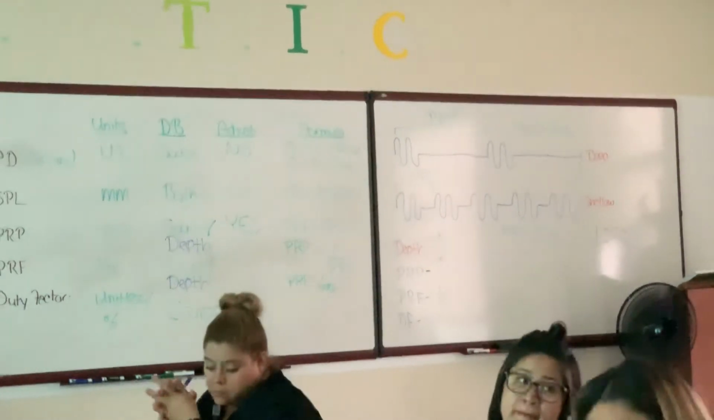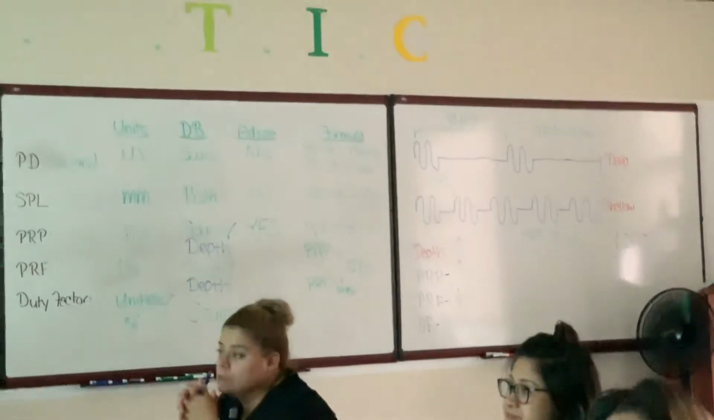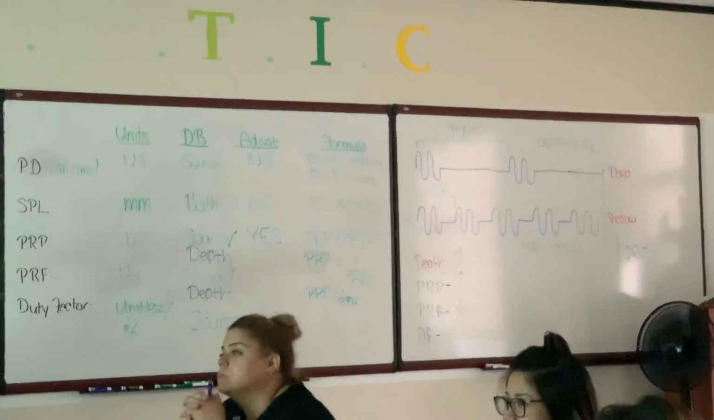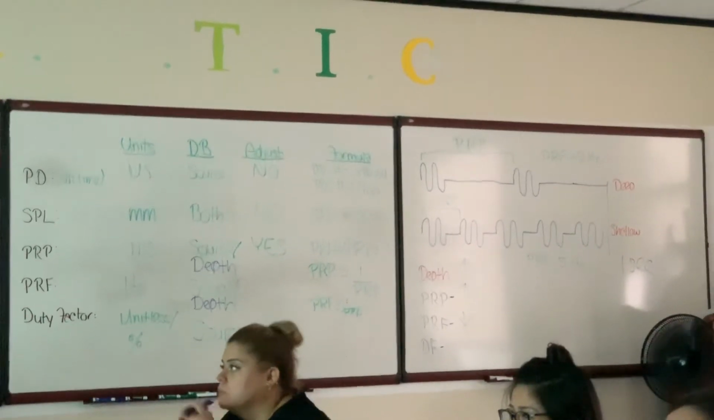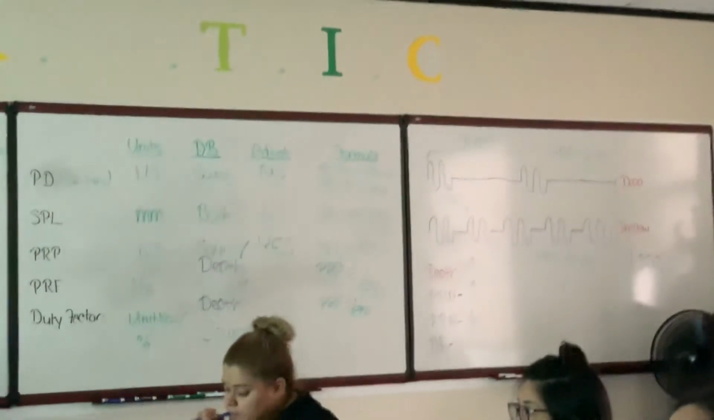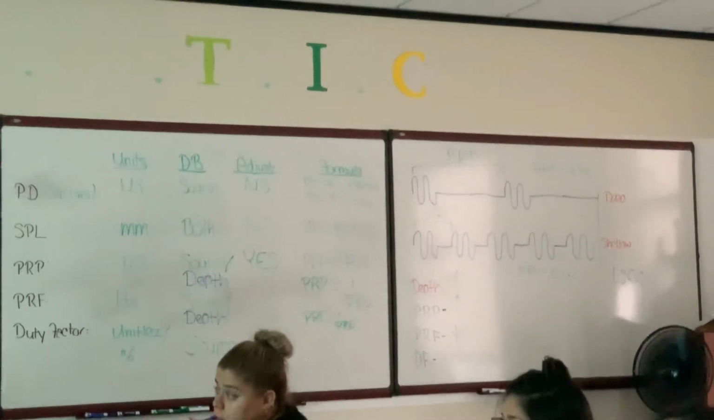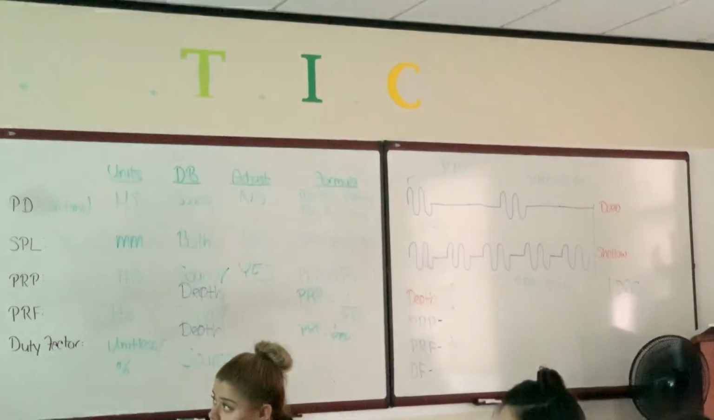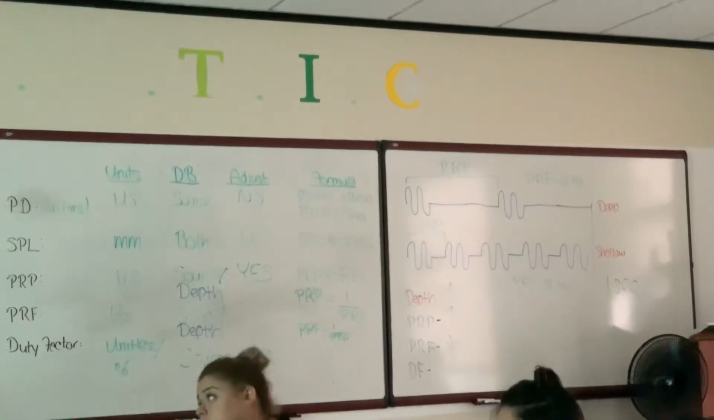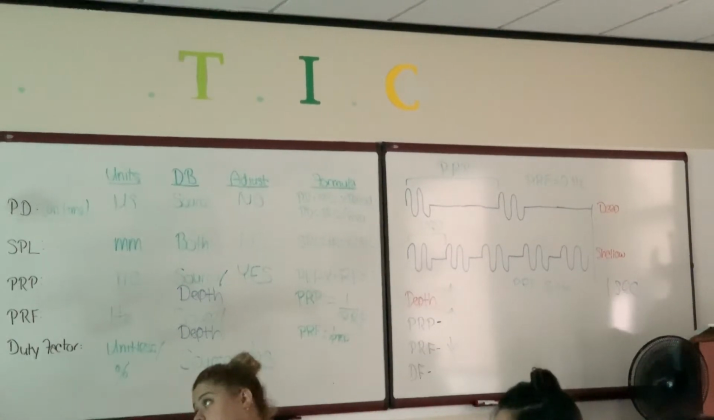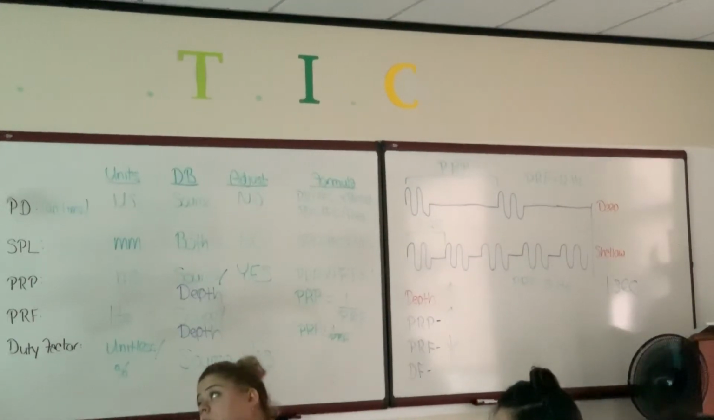Exactly. The duty factor is just the percentage of time that the system transmits a pulse. So it's the pulse duration divided by the pulse repetition period. So it's one transmit time divided by one transmit time and one off time.